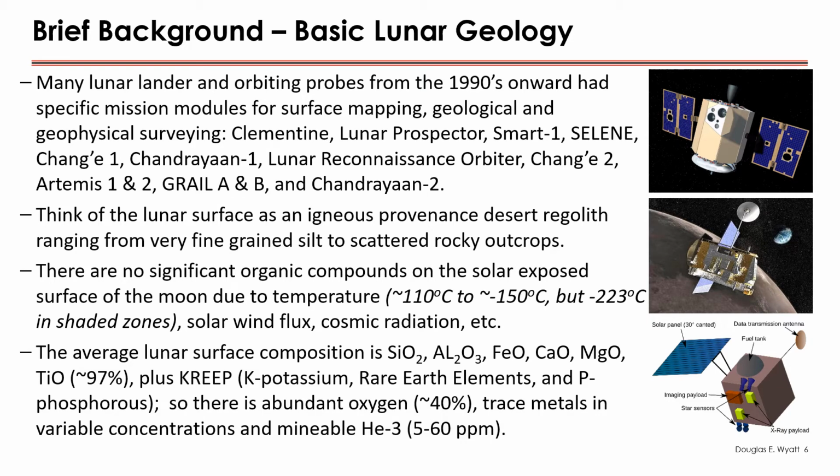But understanding that the lunar surface is full of valuable minerals, some that you see here, including some rare earth elements. All of these minerals are oxidized forms, and so there's abundant oxygen on the surface of the moon as well, plus helium.